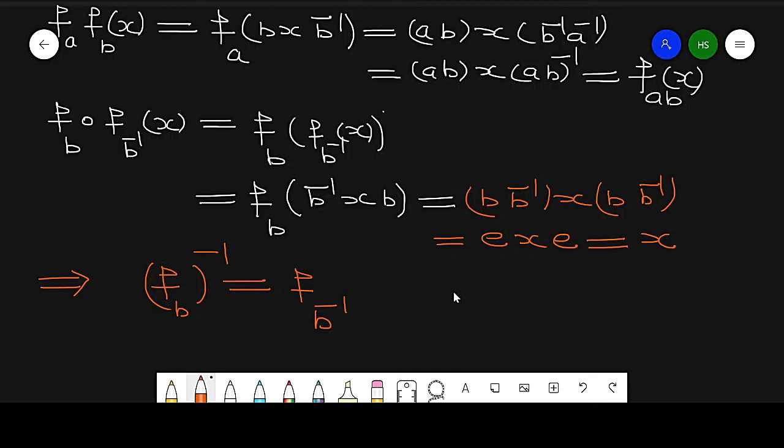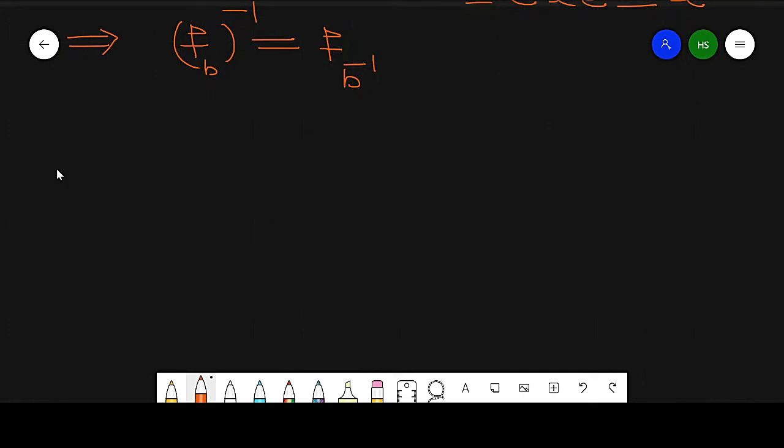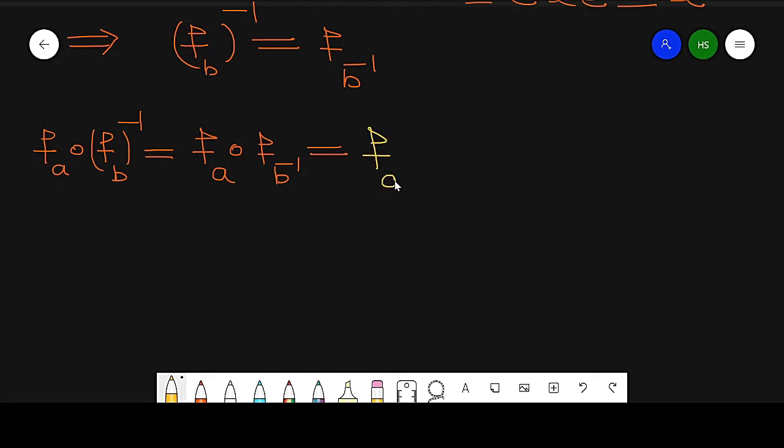Now to prove the subgroup, my aim is f_a of f_b raised to power minus 1. So a b inverse are these values. In the first step it can be written as f_a of f_b inverse by using this result, and by using the previous result, this can be written as f_{ab inverse}.